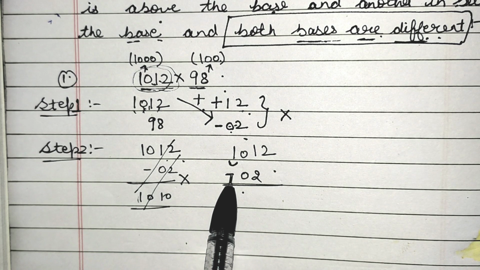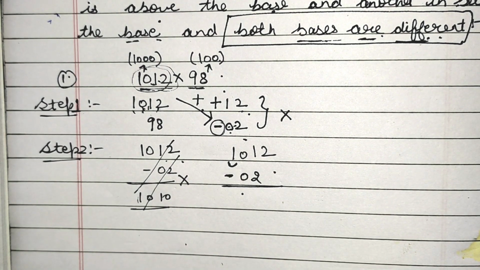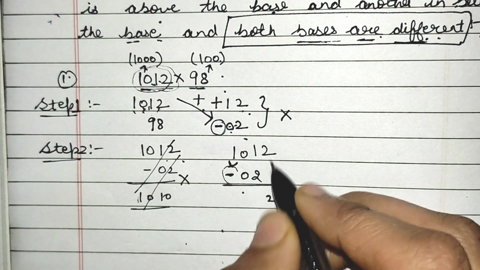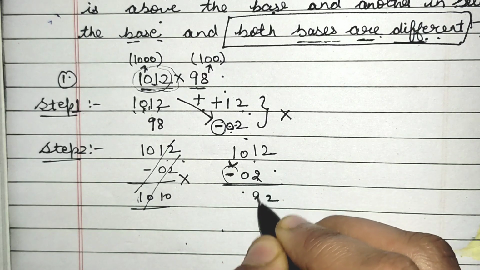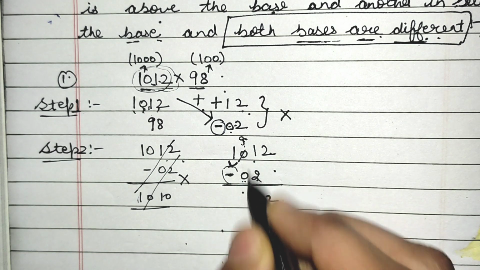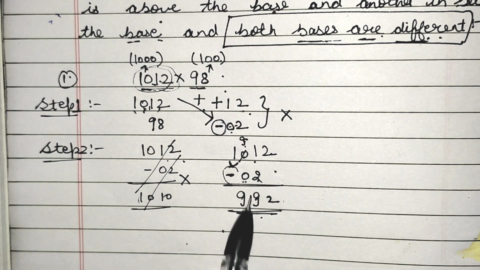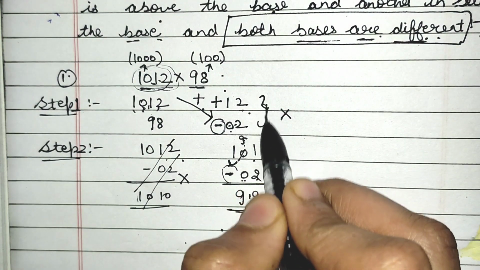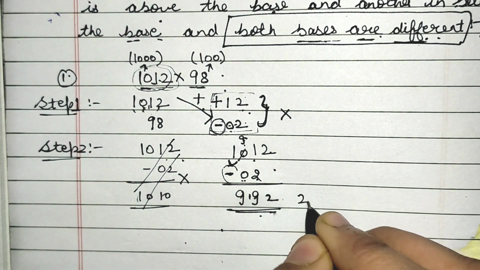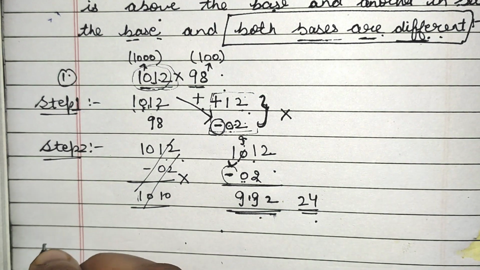Here I am writing a subtraction sign because this value is negative. So when I do the addition or subtraction because of this sign, 12 minus 2 will be 10 and this will become 992. This is the first part of my answer. Now the second part of the answer will be 12 into 2, which gives me 24.